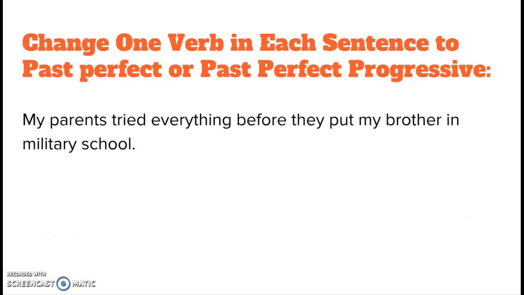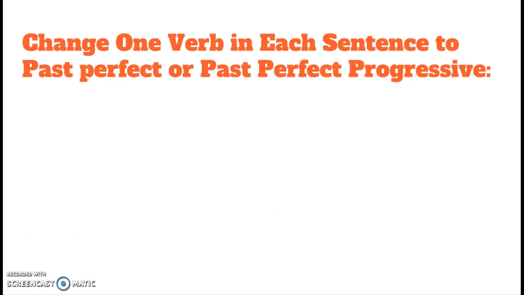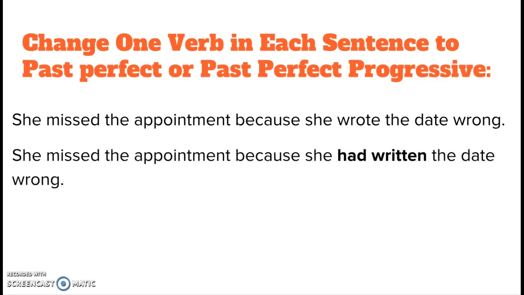My parents tried everything before they put my brother in military school. Which one happened first? Tried, right? And it's in simple past, and so we're going to use the past perfect. My parents had tried everything before they put my brother in military school. Let's do one more. She missed the appointment because she wrote the date wrong. Which one happened first? Writing the date, right? She missed the appointment because she had written the date wrong.